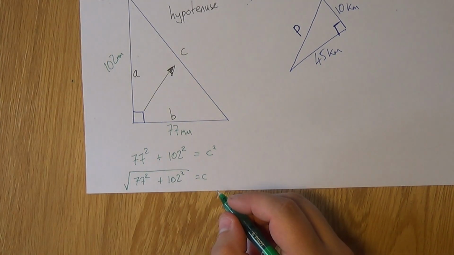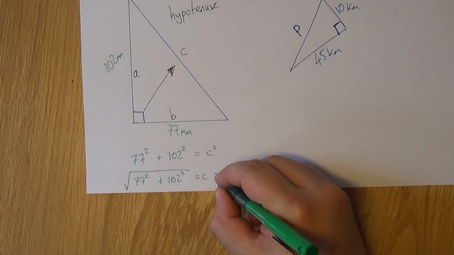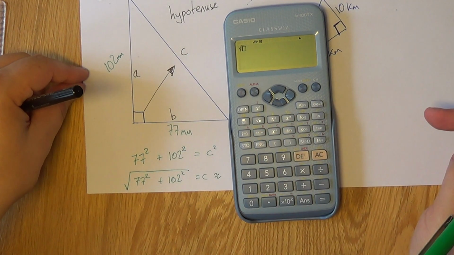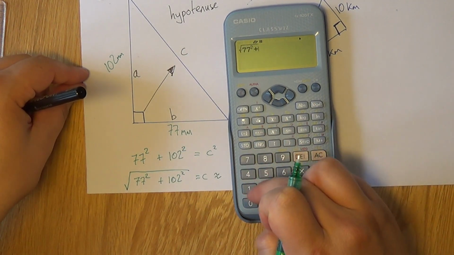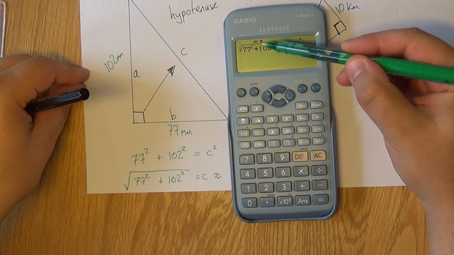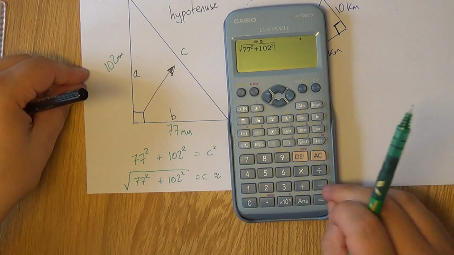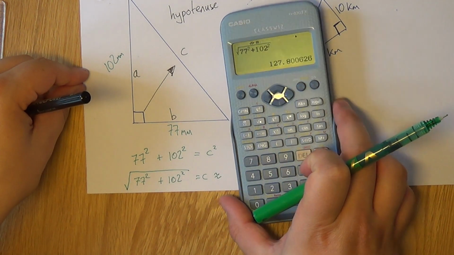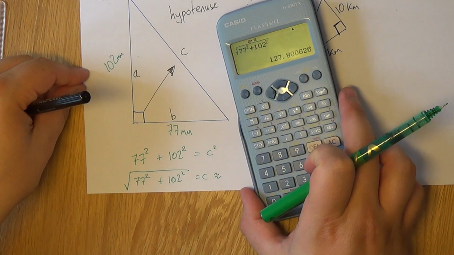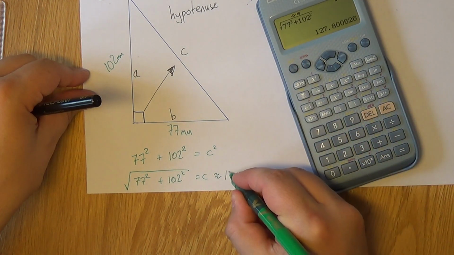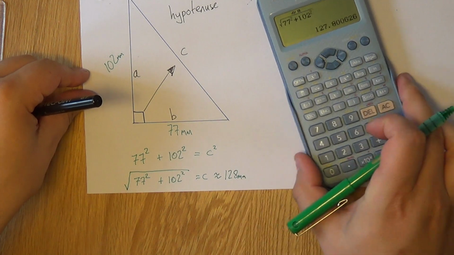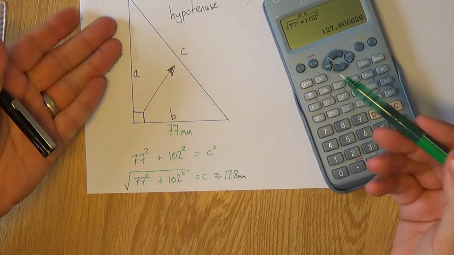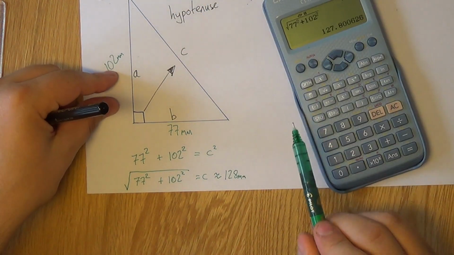Now, if I run that through a calculator, making sure to type it in properly, which can cause some issues, I want the square root of 77 squared plus 102 squared. And you see that's all under the square root. That will give you this decimal here, which we can round to something sensible. I might just round it to 128, the nearest whole millimetre, as that's probably as accurately as I can measure. So if this really is a right angle, and that really is 102, and I measured it correctly, and this paper is really flat, this will be 128 millimetres.